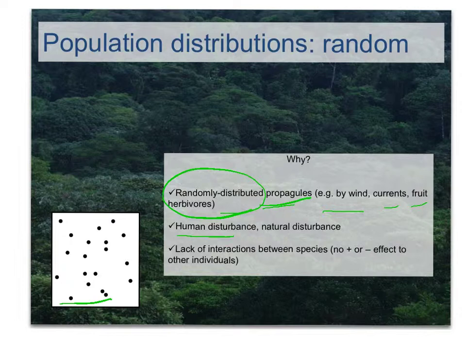Certainly human disturbances can cause random distributions. People building, construction, development can be random with respect to the natural organisms that live there. Natural disturbances like hurricanes, tornadoes, other things, volcanic eruptions can cause random distributions. The fact that there may not be a lot of interaction between species, all right? We're going to talk more about interactions like competition and predation, but in some cases, some species are not interacting with each other, and so they may be more or less randomly associated with each other.